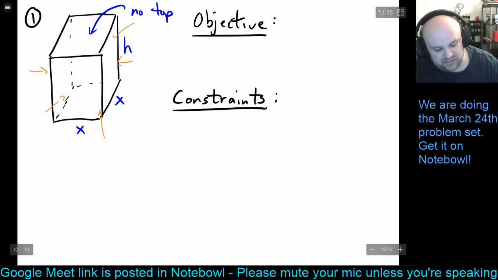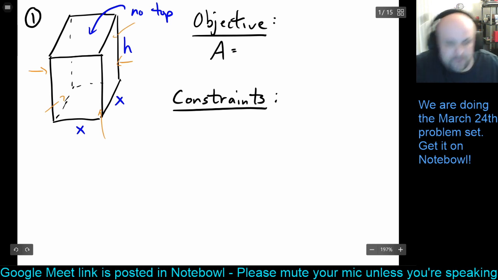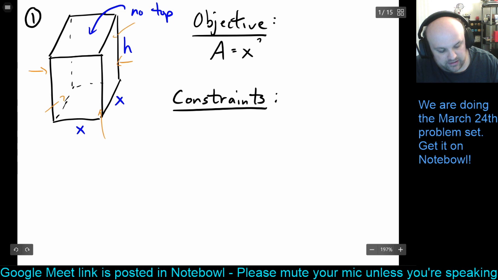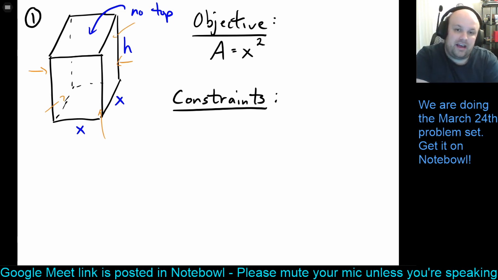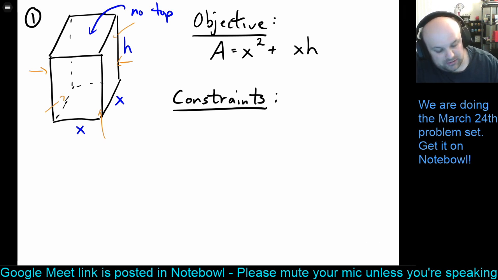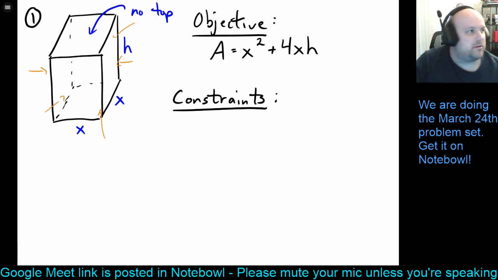So this objective function, let's call it A for area, I suppose. And I want to add up all these different areas. The base, the bottom of this box, is a square, so it has area x squared, right? And then the 4 sides of the box here have base x and height h. So each one of those has area x times h, but there's 4 of them, so we have 4xh. And that's going to end up being our objective function here.